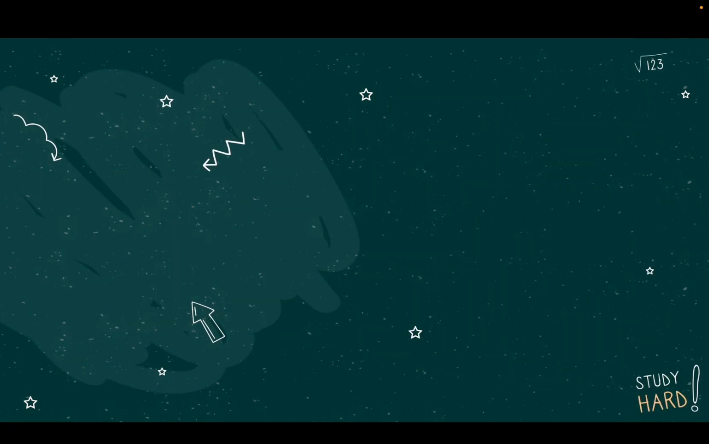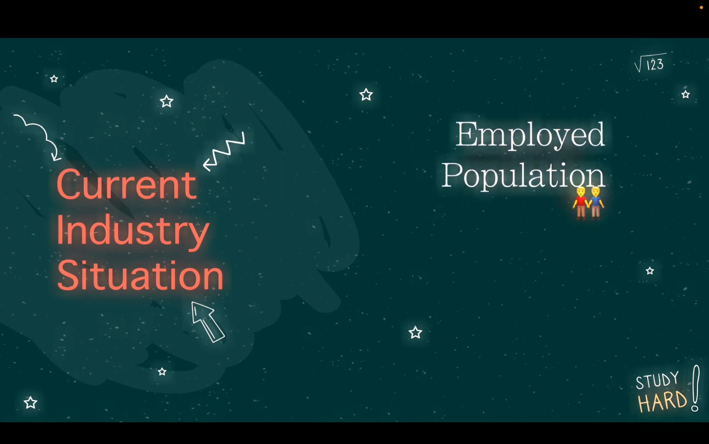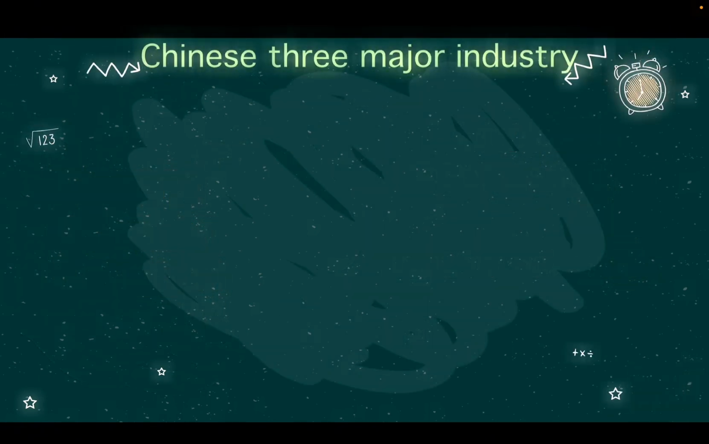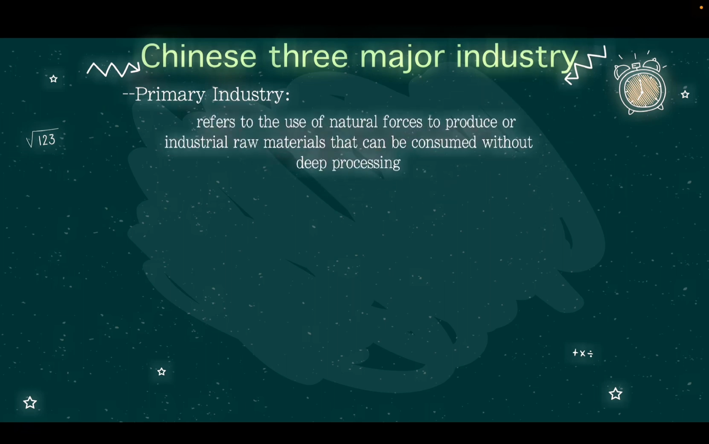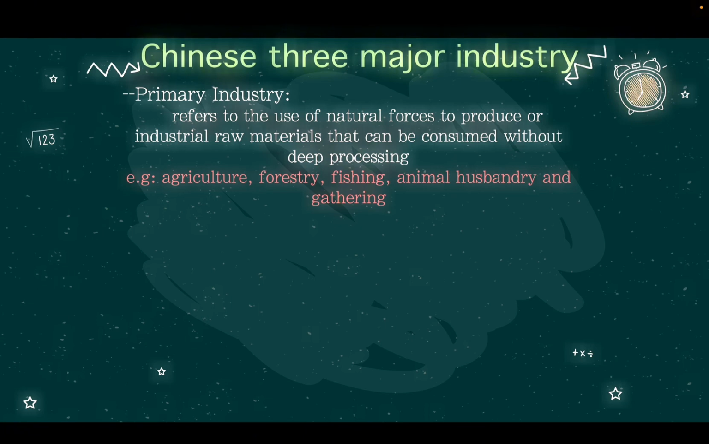To solve this problem, we mainly analyze the current industry situation from two aspects: employed population and industry salary. At present, China has three major industries. The primary industry refers to the use of natural forces to produce raw materials that can be consumed without deep processing. For example, agriculture, forestry, fishing, animal husbandry, and gathering.